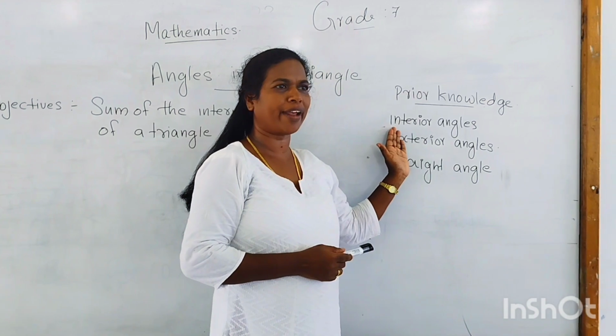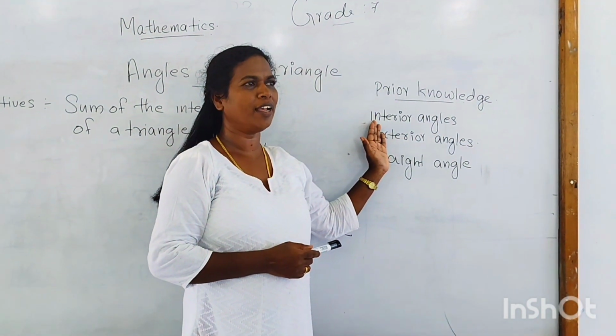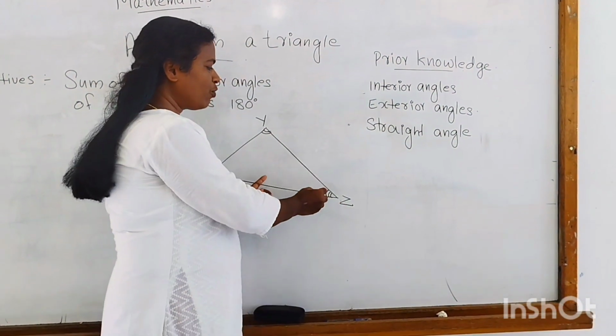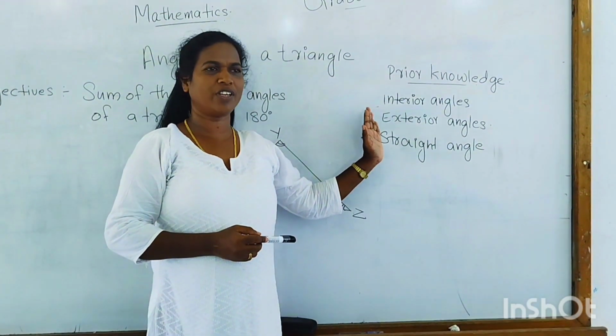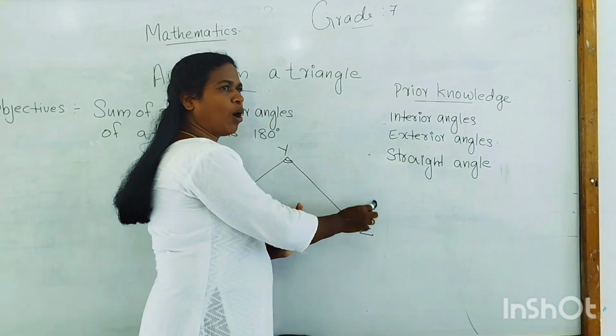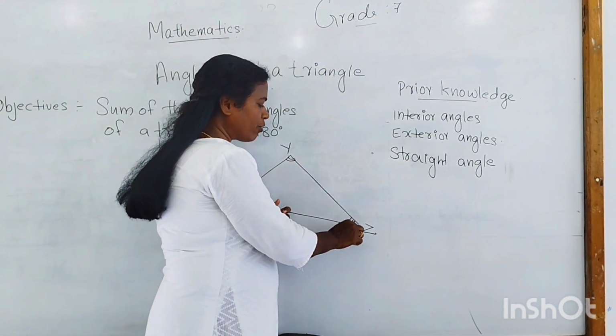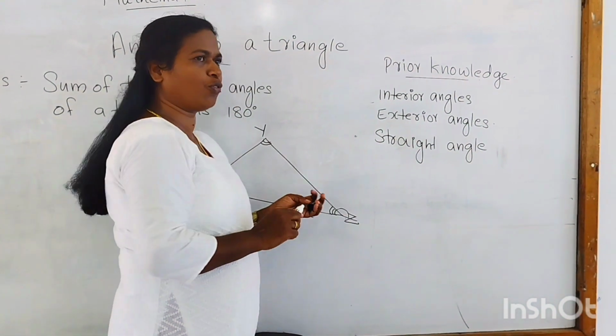What do you mean by interior angles? What is interior angle? Interior angle means the angles which are inside the triangle. Then what is exterior angle? Exterior angle means the angles which come outside the triangle. When we extend one side, we will get an exterior angle.